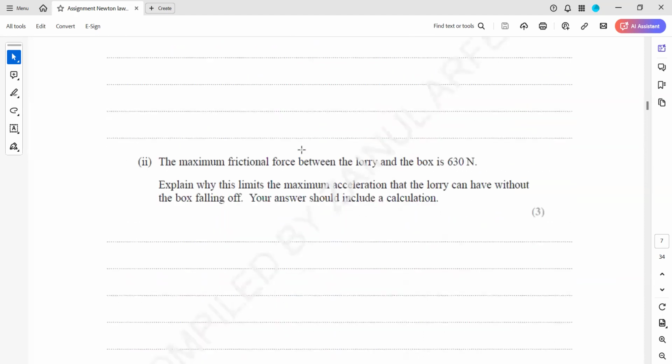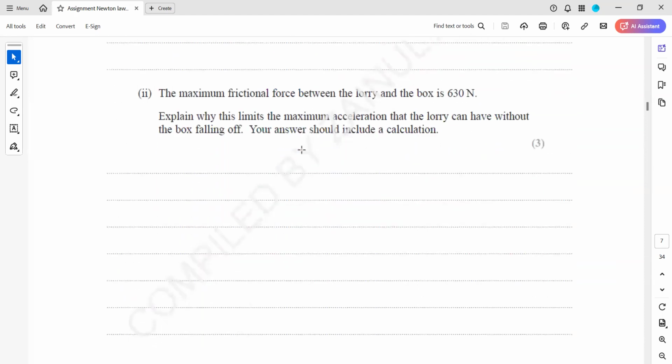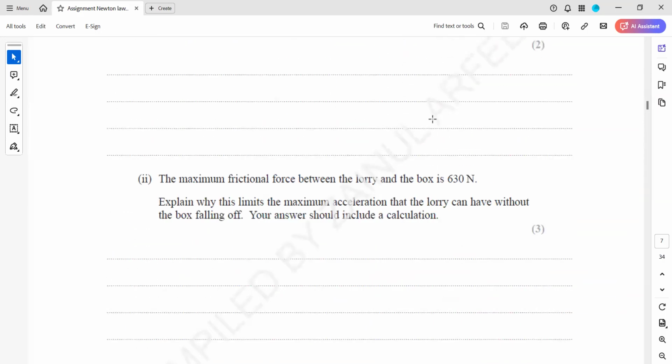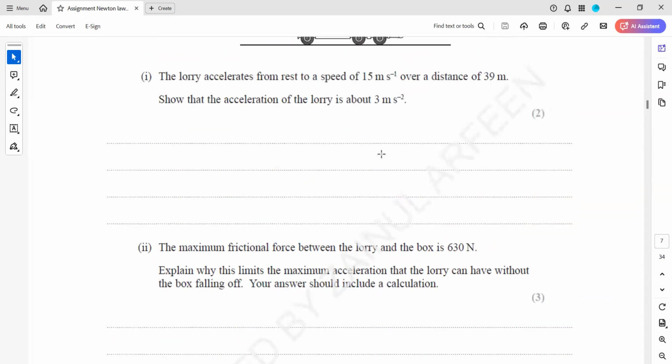That's why you will say the acceleration should be the same as the lorry. The maximum frictional force between the lorry and the box is 630 newtons. Explain why this limits the maximum acceleration that the lorry can have without the box falling. Your answer should include a calculation.